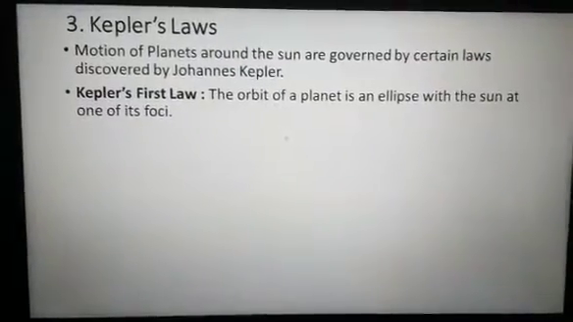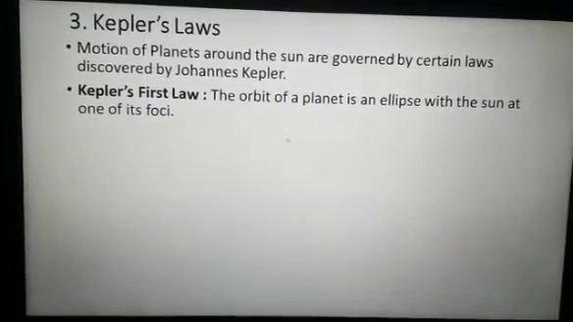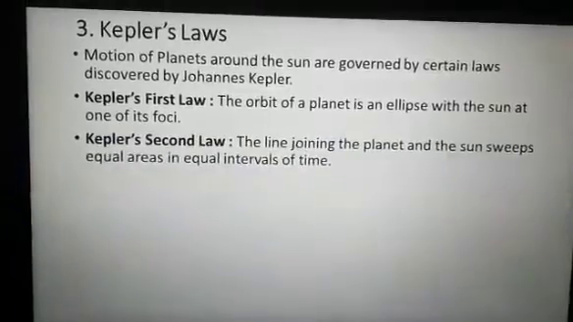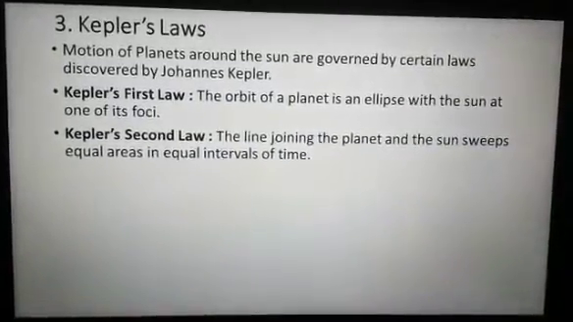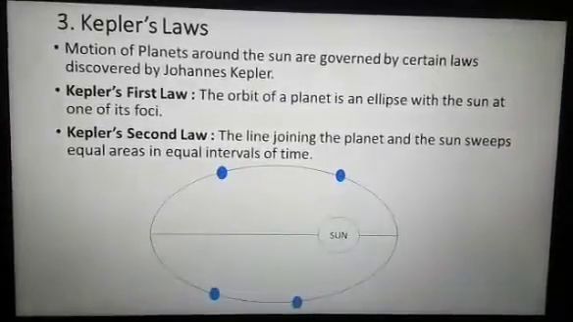Now let us see the first law, Kepler's first law. This law states that the orbit of the planet is an ellipse with the sun at one of its foci. The second law is the line joining the planet and the sun sweeps equal areas in equal intervals of time. Now these two laws can be explained by this diagram.